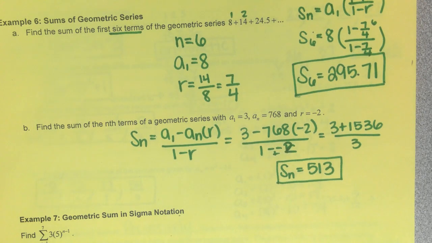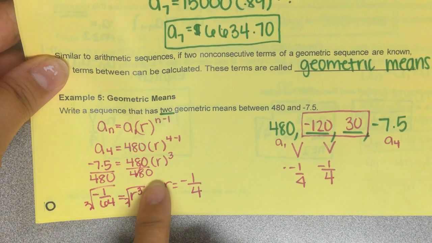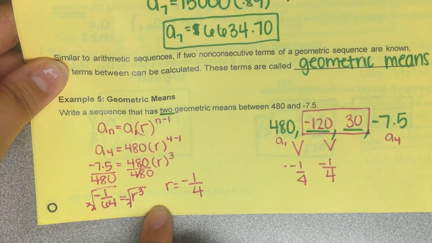Do I have any questions here? Does this make sense? We're just plugging into the formula. Yes. Would they always give us R or some way to find R? Correct. Well, if they don't, you would do this right here. Does that make sense? Like, that's the only time you would do this.